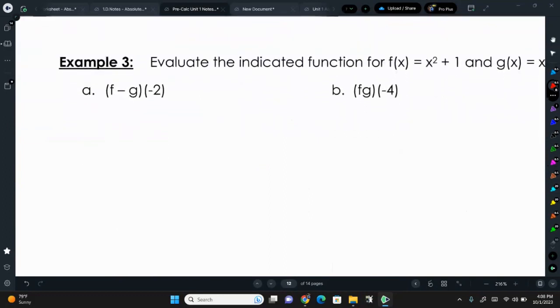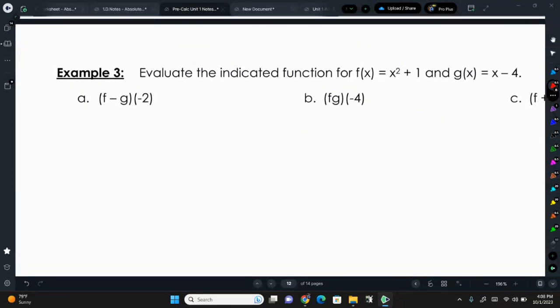So on the next page, we're going to evaluate the function, and we're actually going to plug in something instead of x. So (f - g)(-2) means we're going to plug in -2 for x and then subtract f minus g.